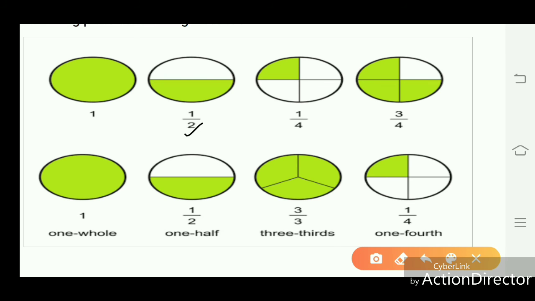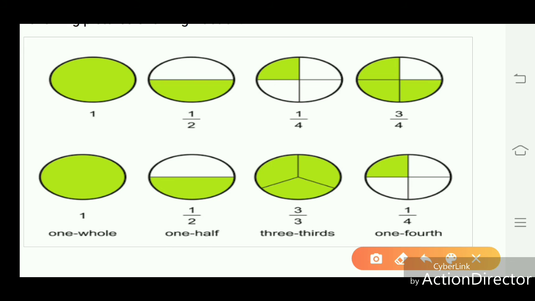Now if we divide this circle into 4 equal parts and color one part, we write the colored part here and the total equal parts here. So we write this number in fraction form as 1 upon 4, because total equal parts are 4 and colored part is 1.